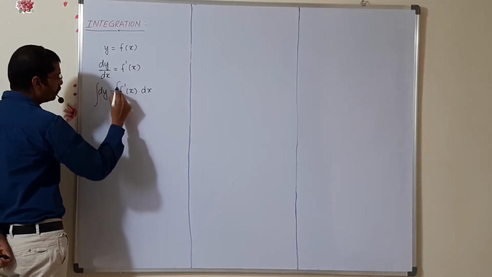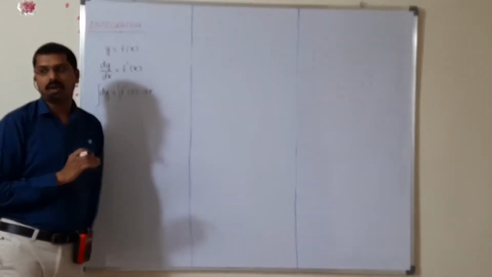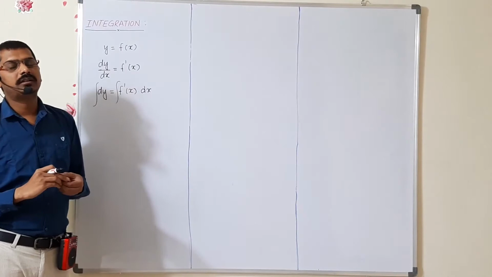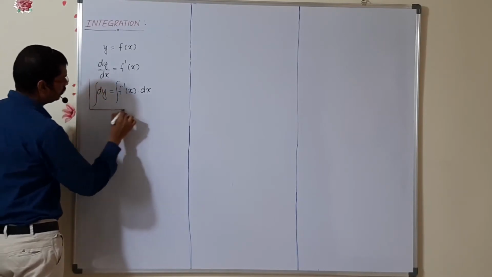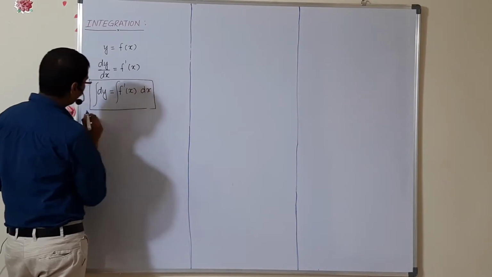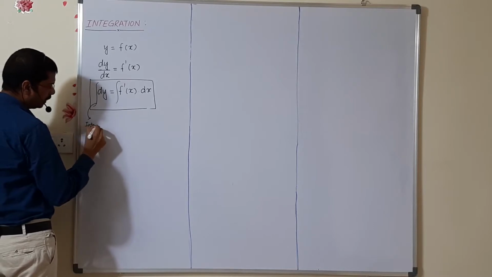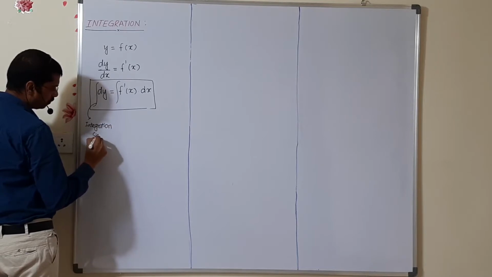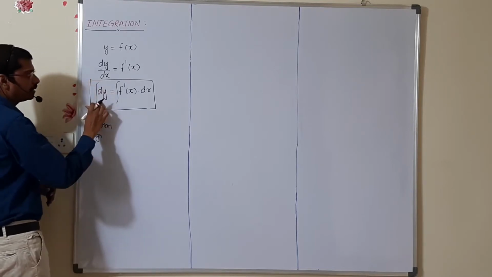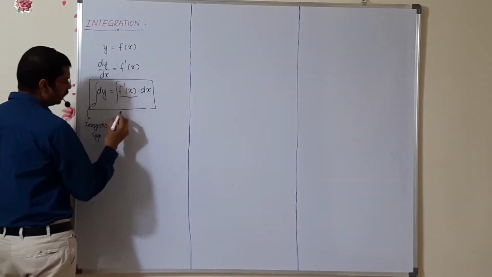This is the integration symbol. In integration, two types of integrations are there. One is definite integration, another one is indefinite integration. Whatever I have written here, this total term, this is the integration sign, which represents dy is a variable, and this part is a function.